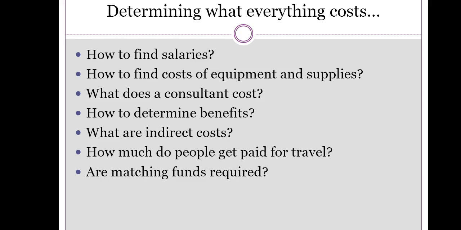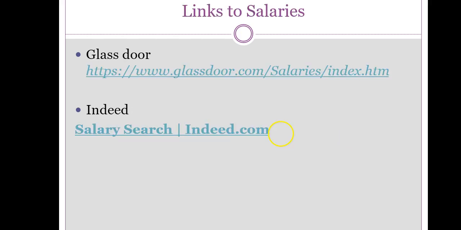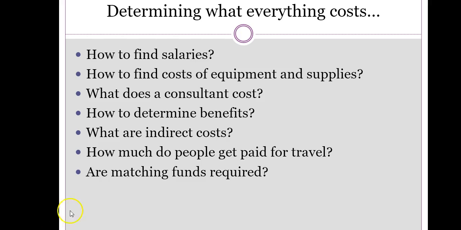How much do people get paid for travel? Travel expenses are dictated by the federal government, and right now it's slightly over 50 cents a mile. People get paid per mile for driving their cars, and I'll show you how to do that when we look at the budgets. And I don't think any of your grants have matching funds, so we don't need to worry about that.